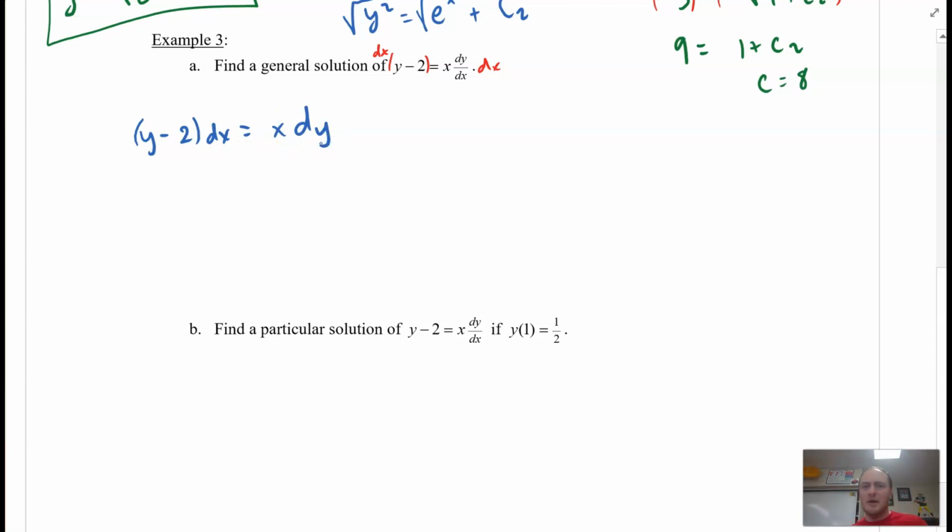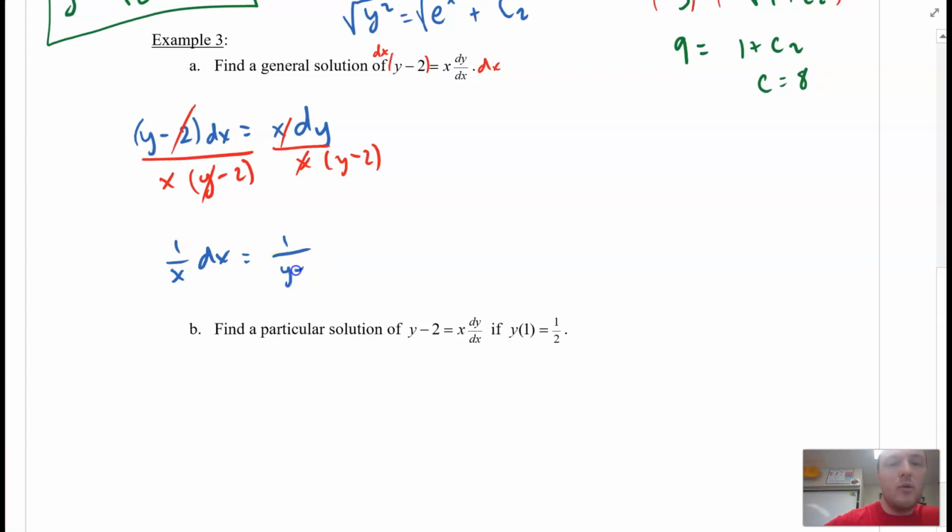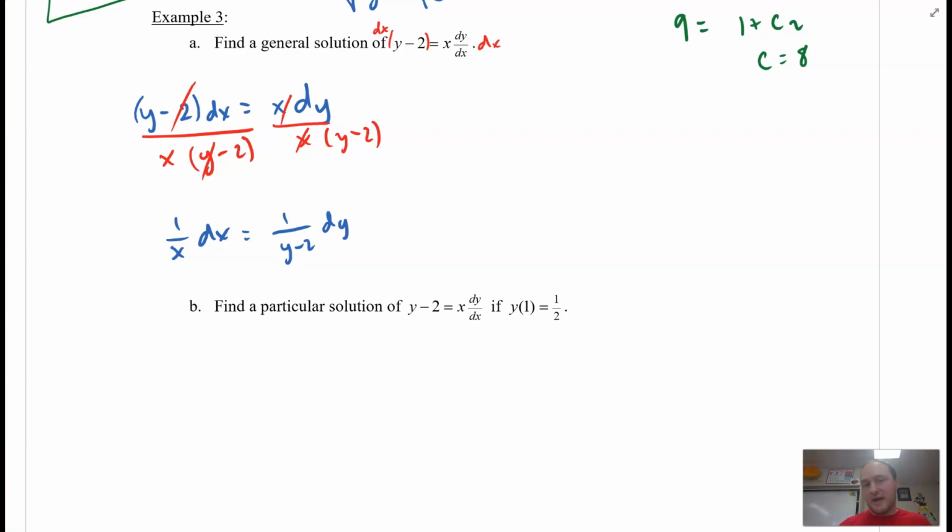And if you're looking at this, you're like, hey, the y's and the x's aren't on the same side together. Well, what we have to do is make that happen. So I'm going to divide both sides by x, and then I'll divide both sides by y minus 2. The reason I'm doing this is to put my x's with my x's and my y's with my y's. So what we get is 1 over x dx is equal to 1 over y minus 2 dy. Now I have my x's with my x's, y's with y's, and I'm going to integrate each side.